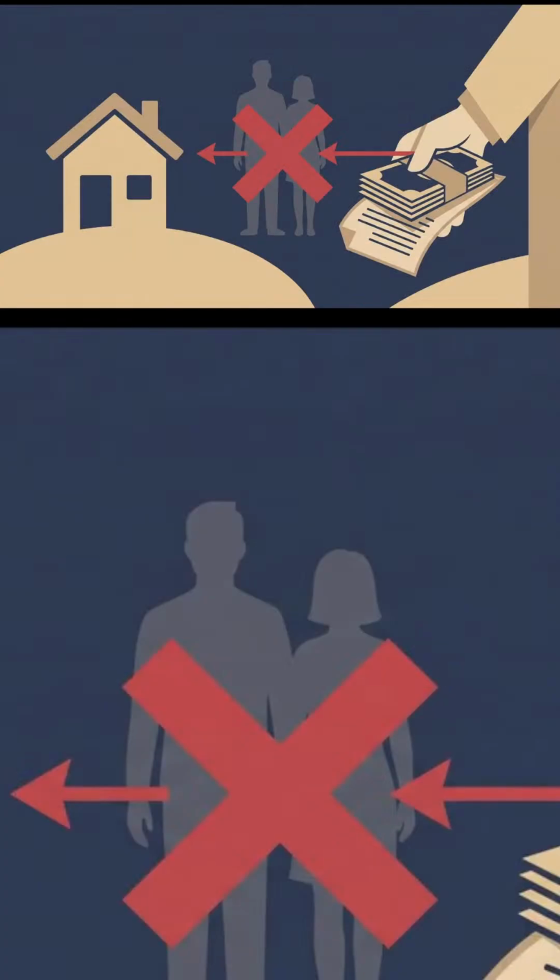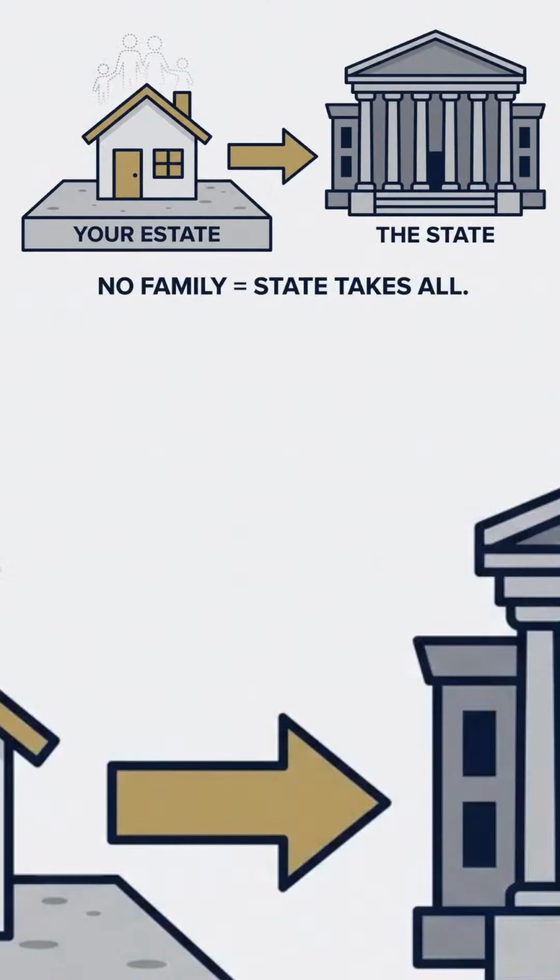If you're unmarried but living with a partner, a very common situation, your partner inherits nothing unless the property is titled in both names. The entire estate may go to blood relatives you haven't spoken to in years. And if you have no relatives at all, the state can claim your entire estate. Everything you worked for goes to the government.